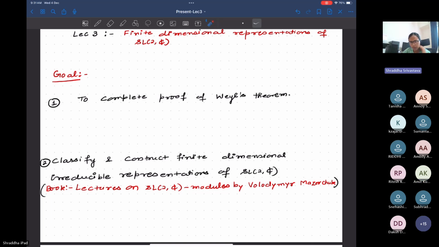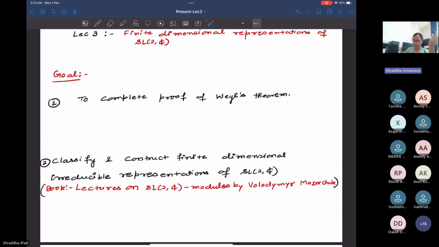Okay, thank you. So, good morning to everyone. Today, there are two main things. Of course, to complete the proof of Wiles theorem that we have done in one specific setup, and another one is to understand finite dimensional representation of SL2C. And I want to say this SL2 is so important that, of course, you will encounter it when this workshop continues.